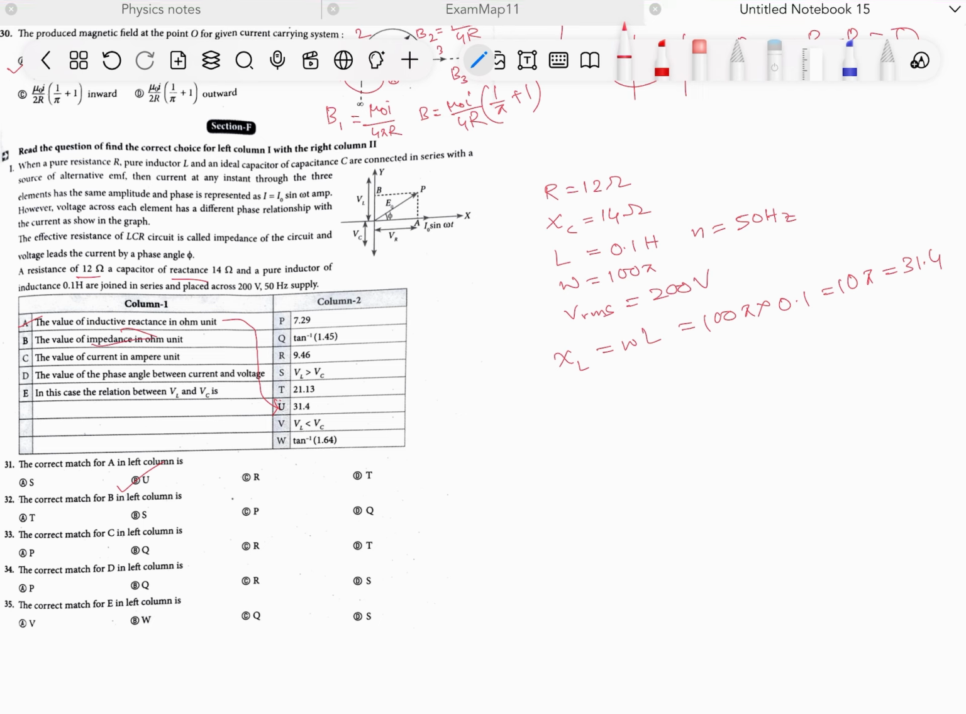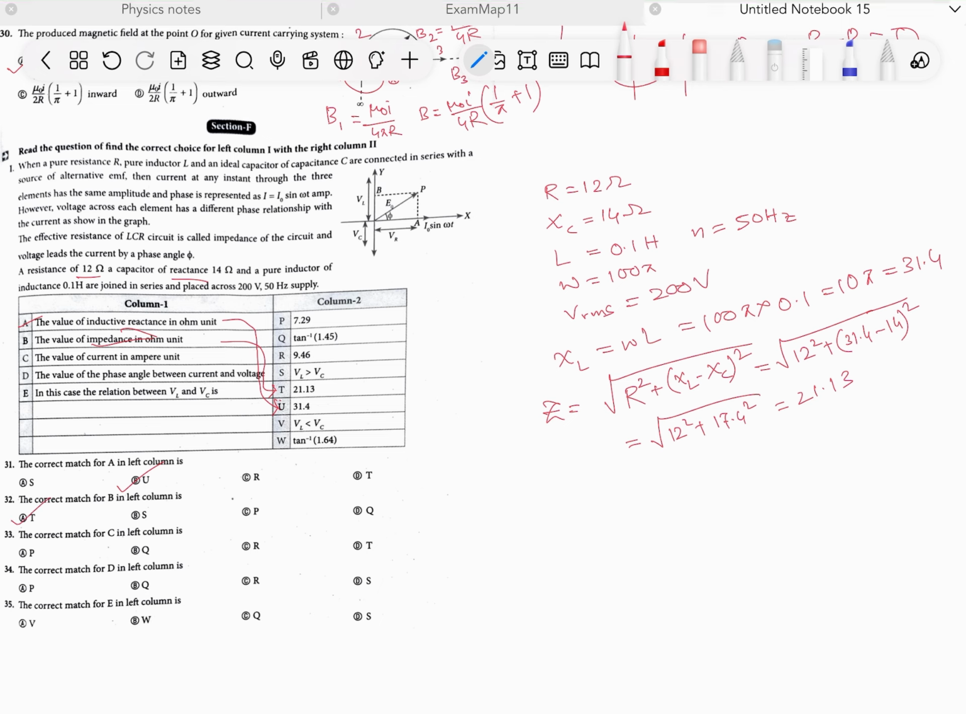Question number 2. The value of the impedance Z. Z equal to root over of R square plus (X_L minus X_C) whole square. So it will become 12 square plus (31.4 minus 14) whole square, means root over of 12 square plus 17.4 square. So it will become 21.13. So for 2 it is option T.